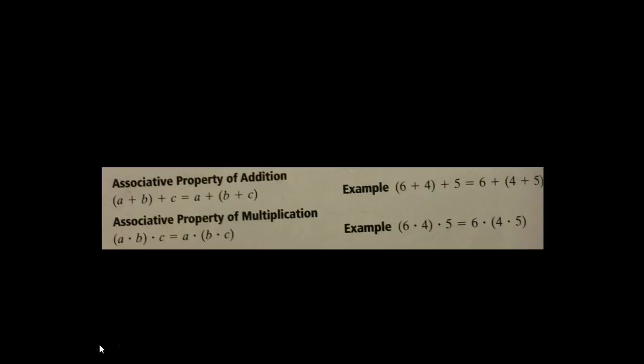Associative property of addition and multiplication is very similar. What this is saying is that you can move your parentheses. So in here the parentheses were around a and b, where on the other side of the equal sign it's b and c. It's still going to give you the same thing. So 6 plus 4 is 10, 10 plus 5 is 15. Where this is 4 plus 5 is 9, 9 plus 6 is still going to give you that 15. So 15 equals 15. That works. Same concept with multiplication.